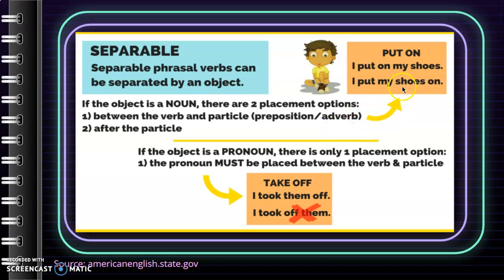But what happens if I want to replace the noun with a pronoun? Then in that case, the only possible way to do it is to separate the verb. For example, I took them off. It's incorrect to say I took of them.